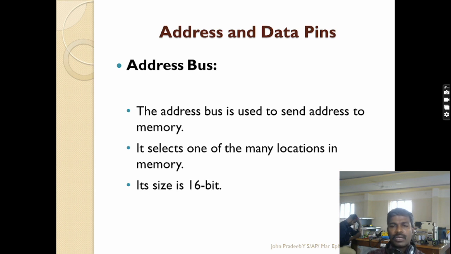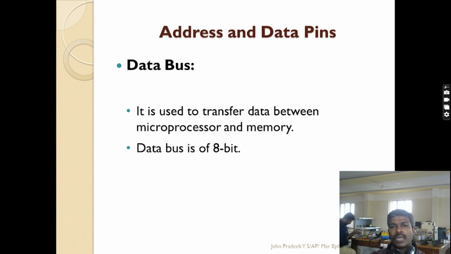A group of wires sending addresses to memory is named the address bus. The 8085 has a 16-bit address bus, as well as a data bus, which transfers data between the microprocessor and memory, or memory and microprocessor, or microprocessor and IO devices. That is named the data bus. The 8085 microprocessor has 8-bit data, so that's why this processor is called an 8-bit processor.